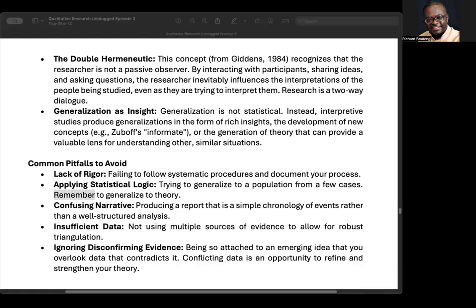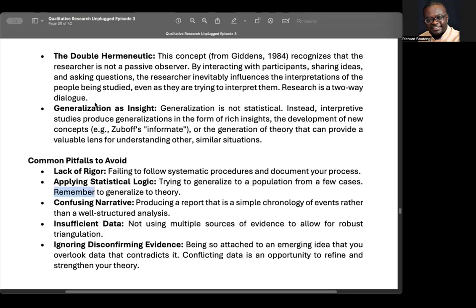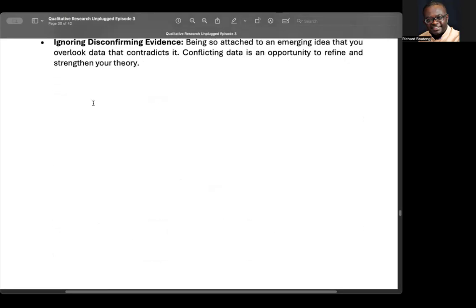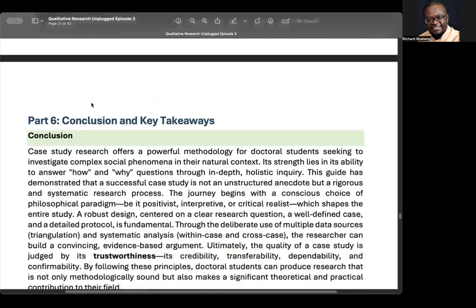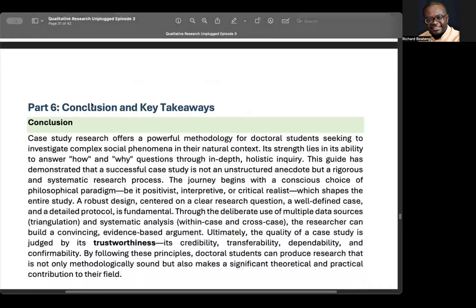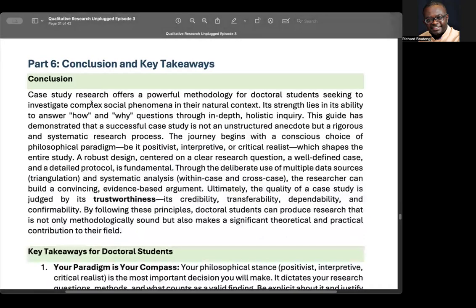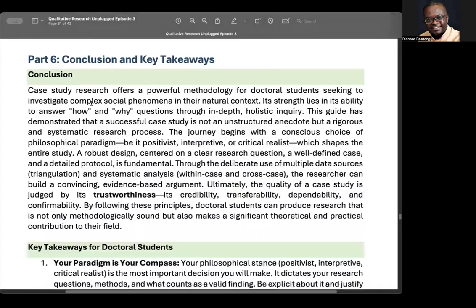Finally, generalization in interpretive studies is about insight, not statistical representativeness. The goal isn't usually to say X% of companies do Y. It's to produce rich insights, develop new concepts, like Shoshana Zuboff's concept of informant, which came from case studies, or generate theory that provides a valuable lens for understanding other similar situations. The value lies in the depth of understanding and the theoretical contribution.